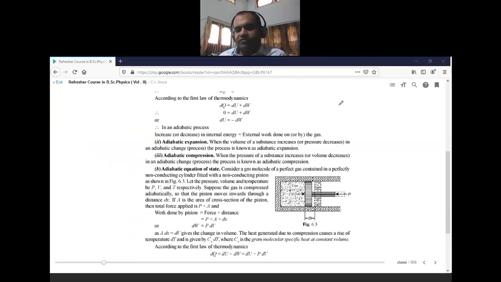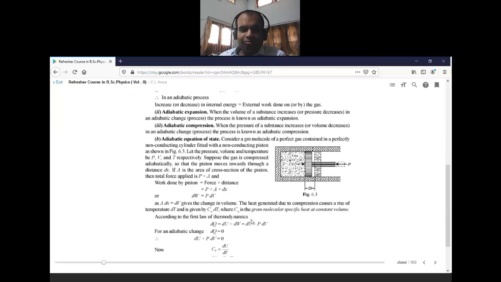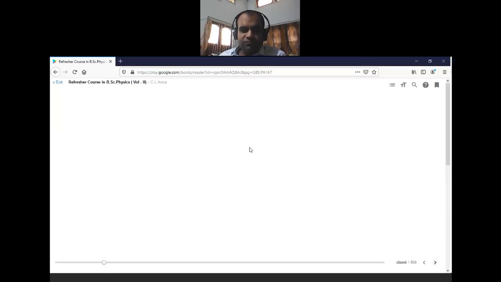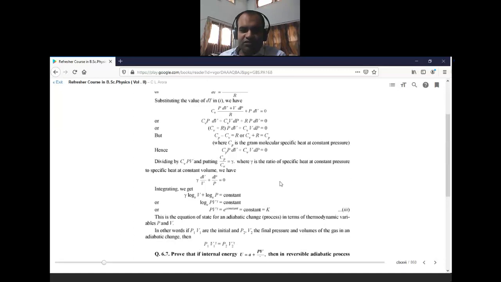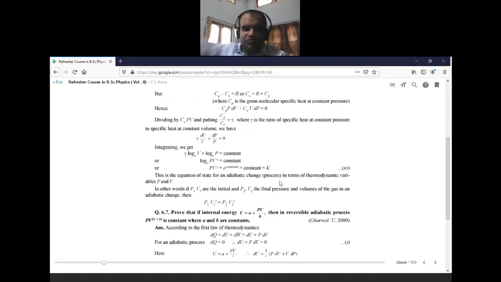Actually, deriving the adiabatic equation of state is not required for our syllabus, but you have to remember the expression. In this book, they have derived the equation. You can learn the derivation, no problem, but it will take some time and we don't need it exactly. After all these derivations, they reach this.